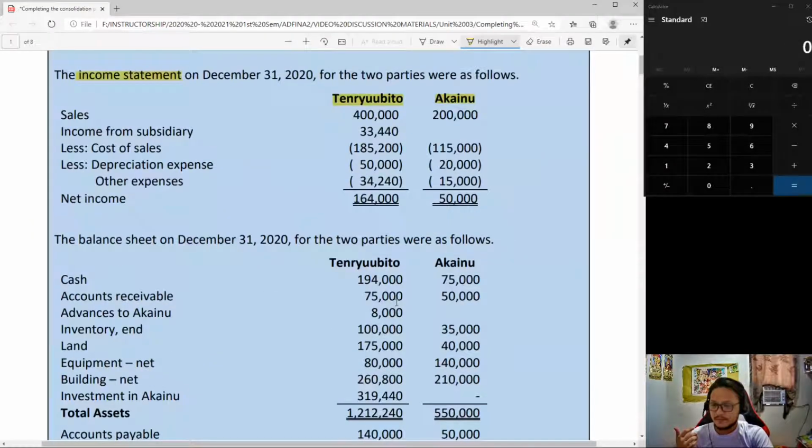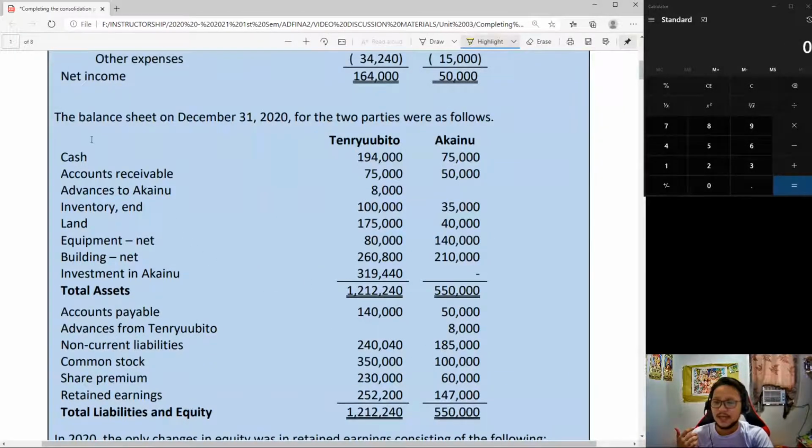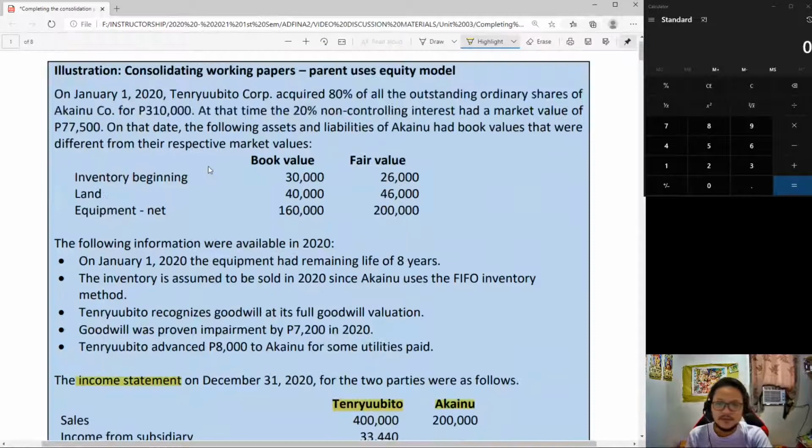Balance sheet. Meron tayong balance sheet and it's this one. Do take note that the date for our consolidated financial statement is December 31, 2020. And the acquisition date, if I may go back to the first part, is January 1. So January 1 is the acquisition date, and then December 31 will be the preparation of the financial statement.